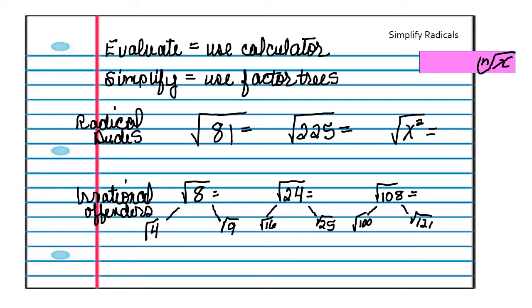When we evaluate radicals, that means we're going to use a calculator, and of course it's going to be some sort of non-repeating, non-terminating decimal. Simplifying radicals means that we're going to have to use those little factor trees.